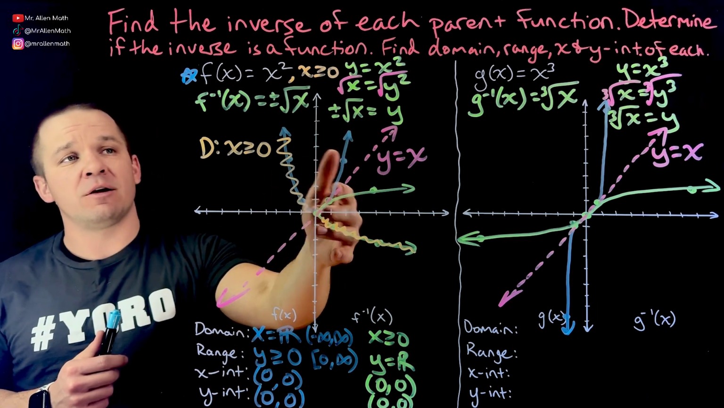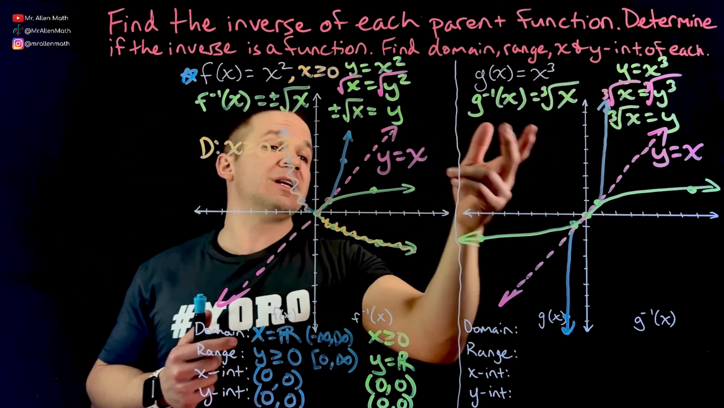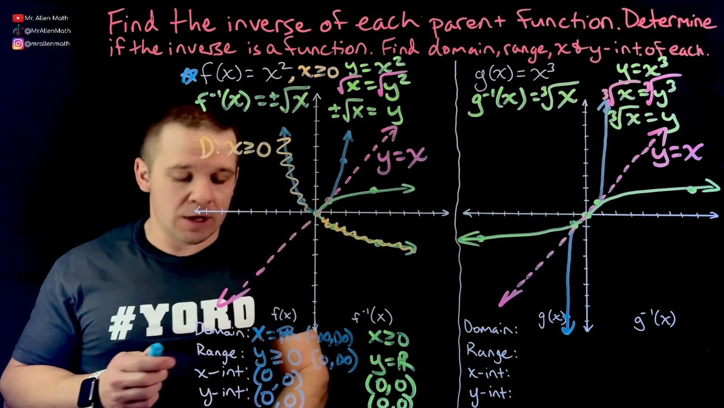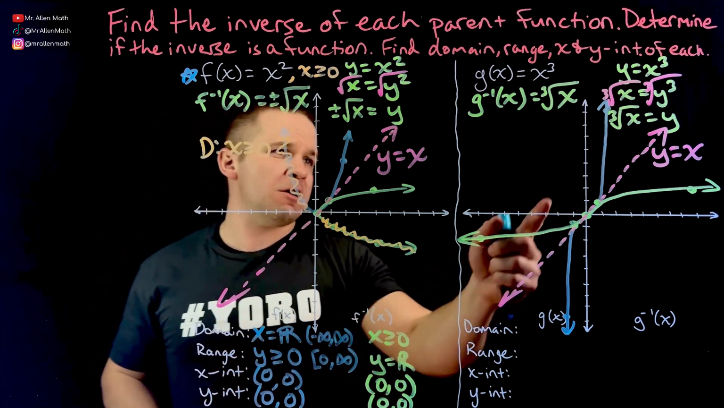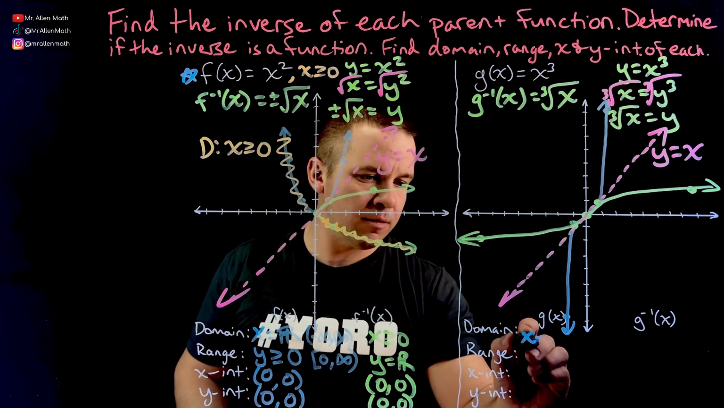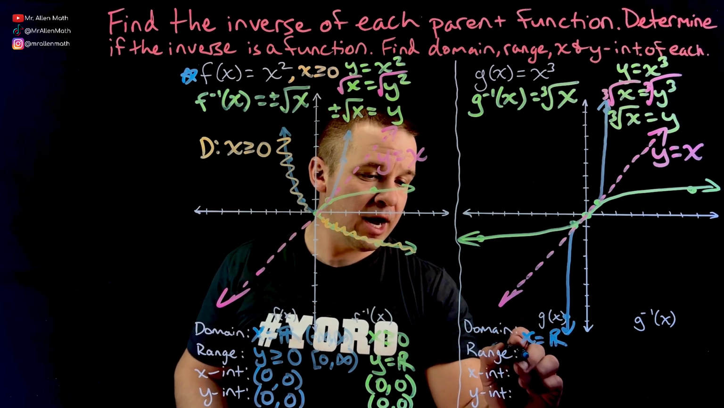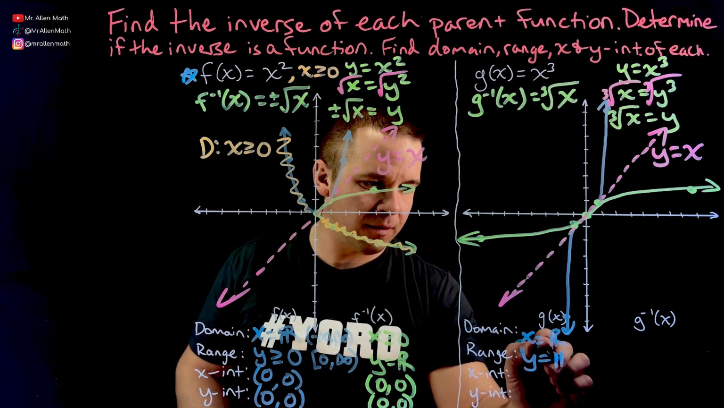Here, the quadratic, the inverse of it was not a function. Here, the inverse of the cubic function is a function. Cool. Now let's talk domain and range. Well, domain of my original, it's here. I keep going up and to the right, down and to the left. So that's going to be all real numbers. My range, if I keep going up and I keep going down, that's also all real numbers.